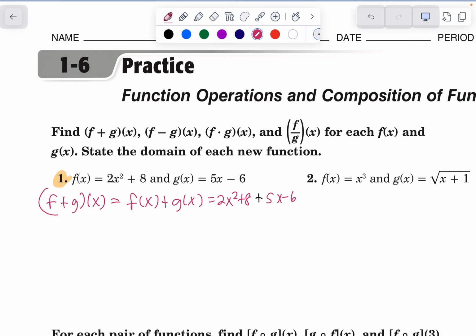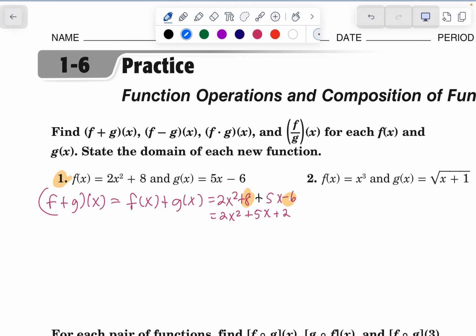There's nothing to add the x squared to. There's nothing to add the 5x to. The only like terms are the 8 and the negative 6. 8 minus 6 is positive 2. You're done. You list the 2 functions, you add them together.